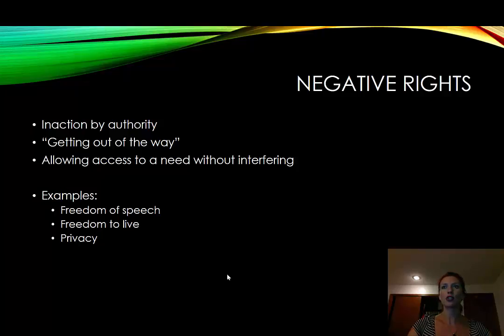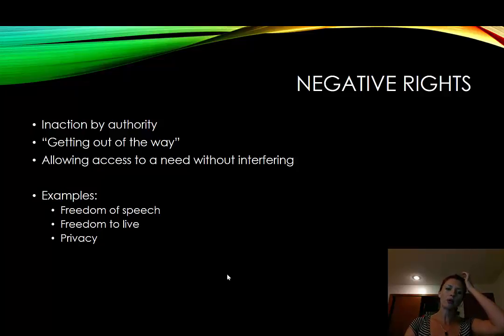It is certainly the dominant philosophy in Europe and North America, but in much of the world, it is in fact illegal to dissent with the authorities that exist. There can be legal repercussions for doing so. And so that freedom of speech is in essence the government stepping away, getting out of the way of your right to say what you think.